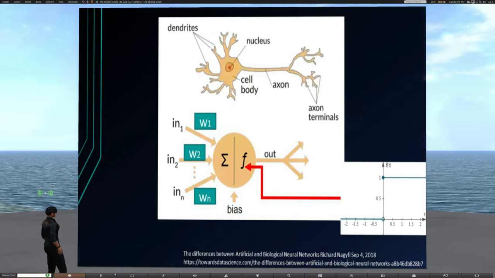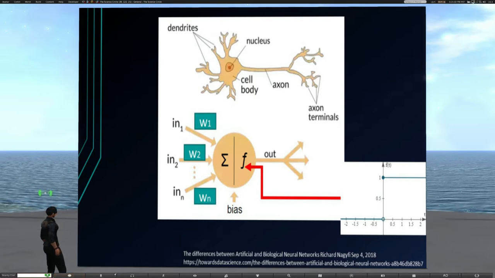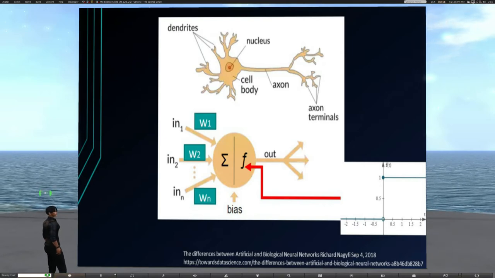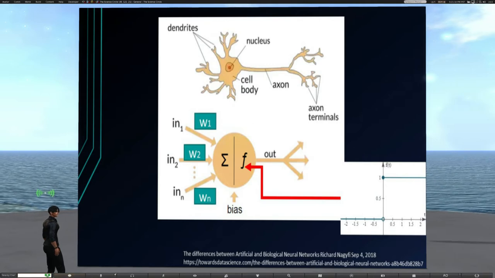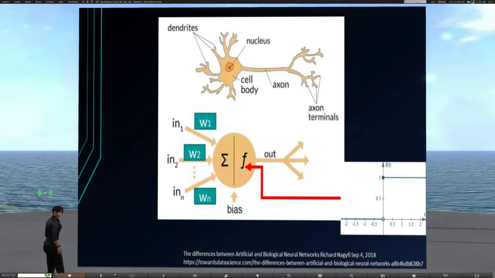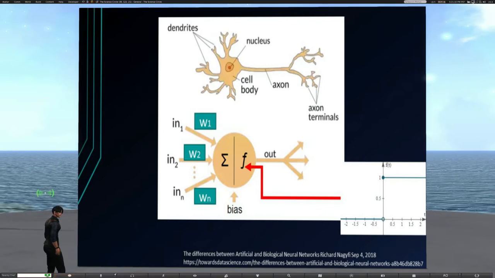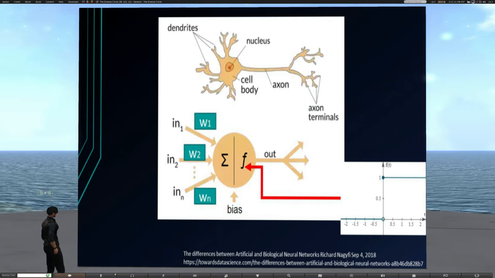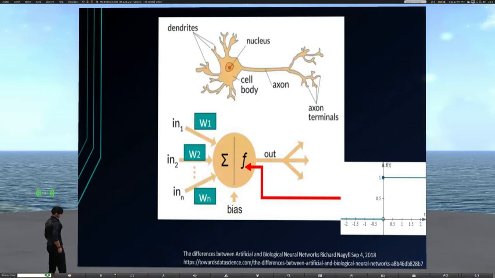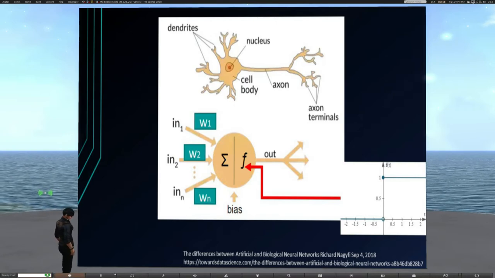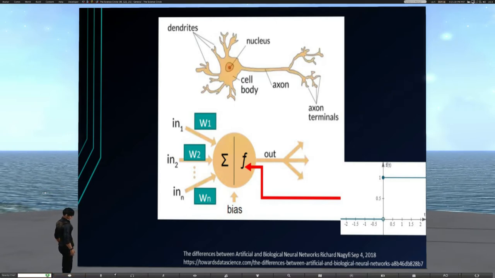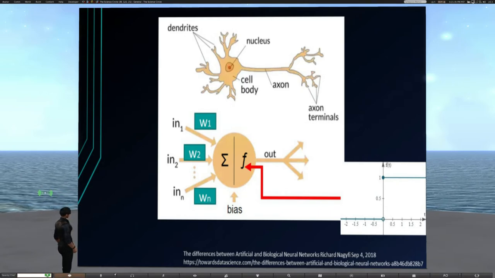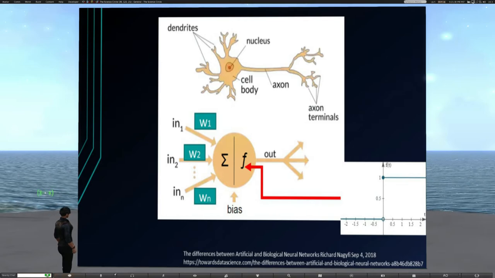It takes these inputs and multiplies them by a certain weight. It may make a guess at the start of the problem as to what these weights are. It multiplies them by a weight and then adds them together with a certain bias, and then it releases an output and feeds that output to something called an activation function. An activation function takes that output and decides whether or not the neuron is fired.